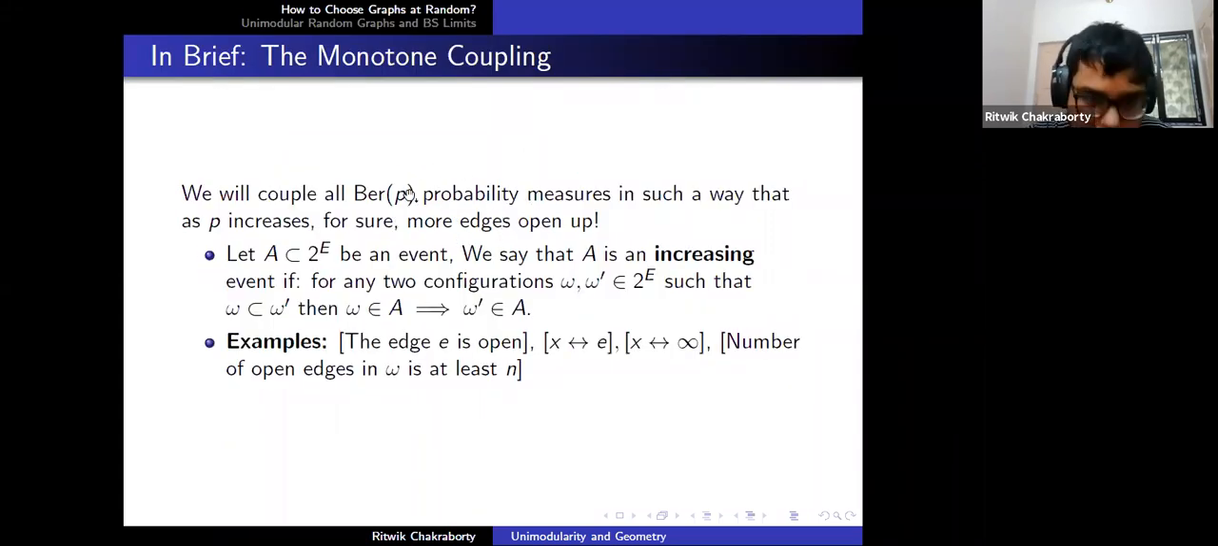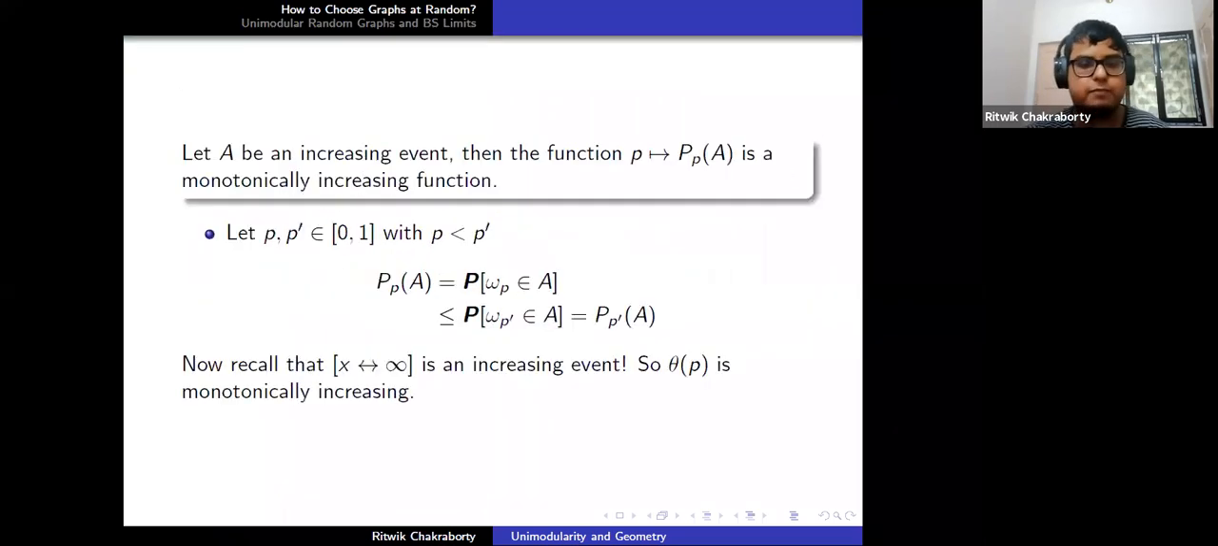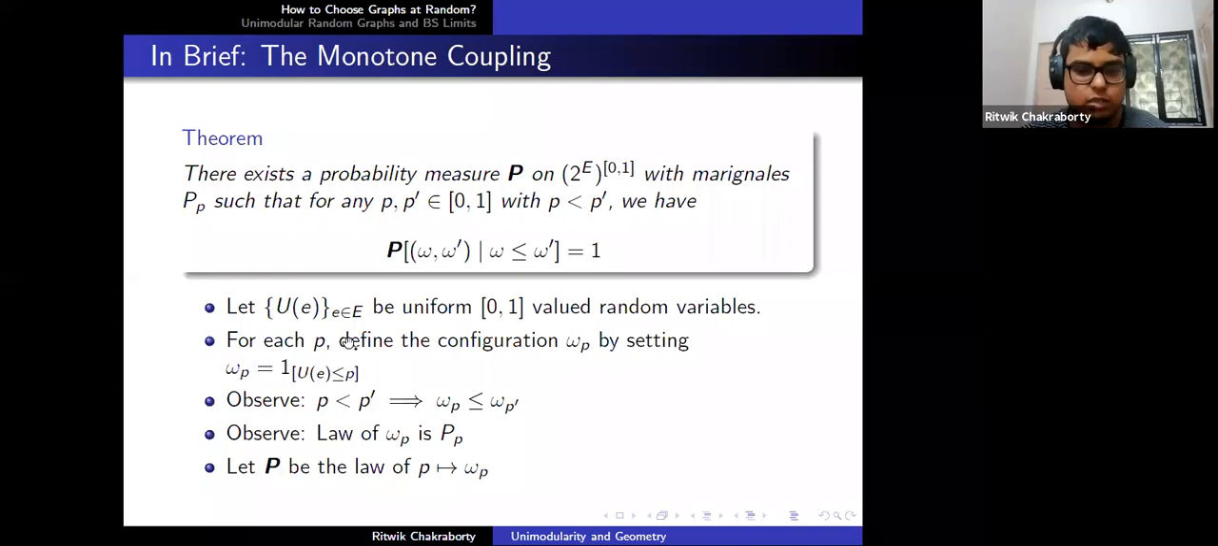That as we increase p, for sure more edges open. We'll see that more precisely right now. So how do we do this? I'll just give a quick outline. So we couple them via a collection of uniform 0-1 valued random variables.